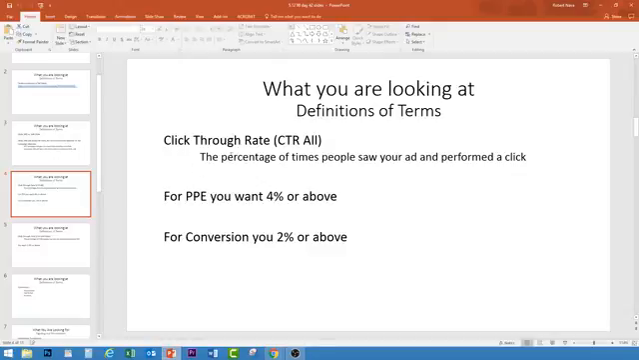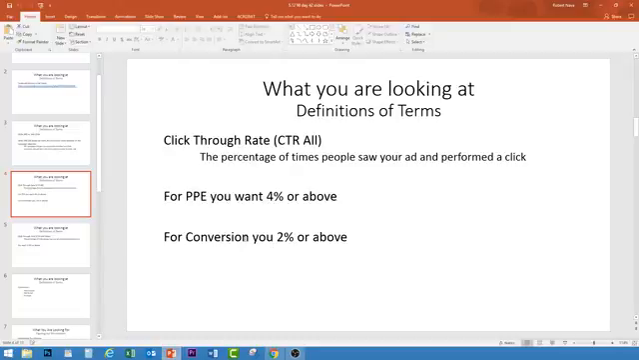Right now, just understand these basic principles, and that you could come back to this at any point and learn it. Okay, so 4% or above is what you want to look for in a click-through rate for clicks all, and that was for your PPE, page post engagement, ads. And for your conversion ads you want above a 2%.